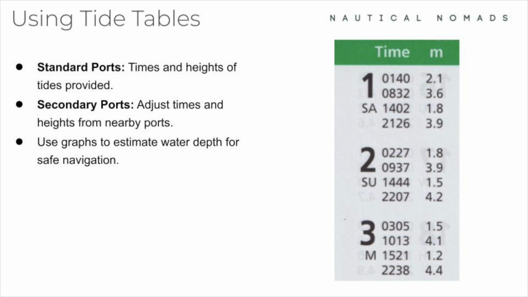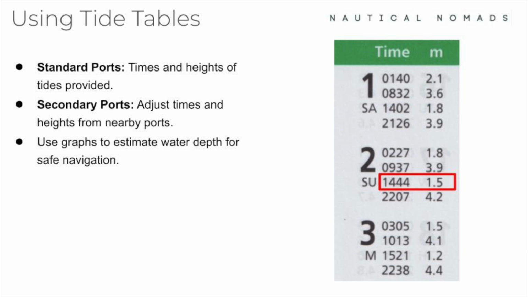Using tide tables. Now that we understand tides, let's learn how to predict them using tide tables. Tide tables provide the predicted times and heights of high and low water at key locations, known as standard ports. For instance, in this example, the tide table corresponds to a specific standard port. At 2:44 p.m., the tide will reach its lowest point, with a height of 1.5 meters. After that, the tide will begin to rise again, following its natural cycle.